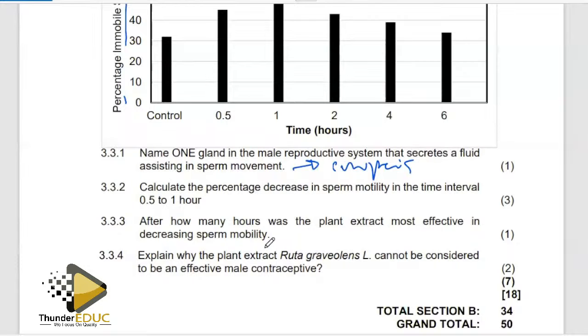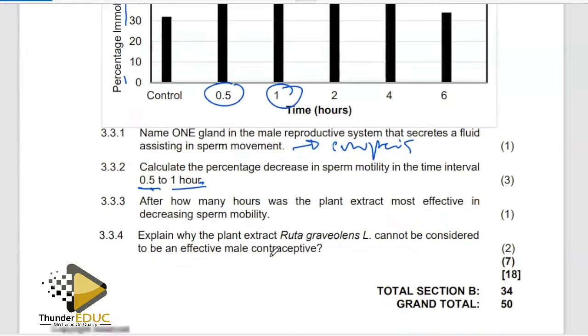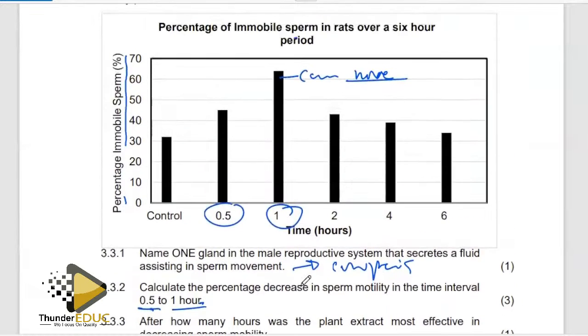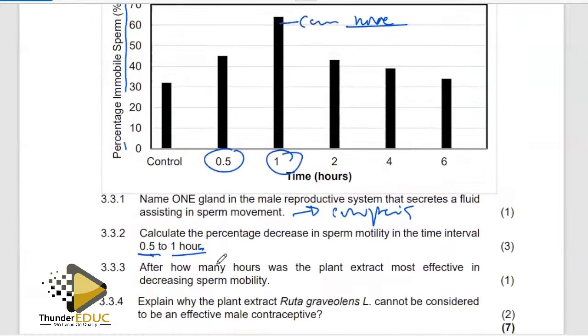Calculate the percentage decrease in the mobility in the time interval of 0.5 to 1, from here to here. So remember, percentage decrease could be, here they're saying, hey, wait, they're not asking for percentage decrease in the actual sense.